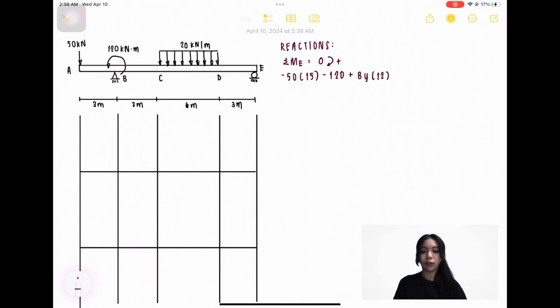Next, in the case of uniform load, kailangan muna nating i-multiply ang 20 kN per meter sa distance nito para makuha ang force sa gitna ng loads.